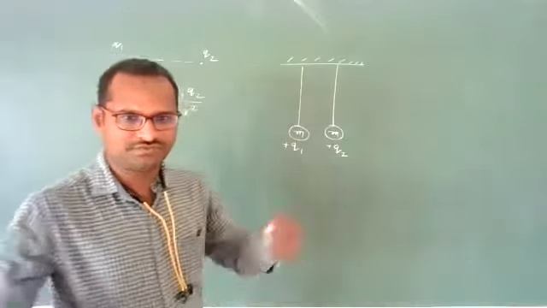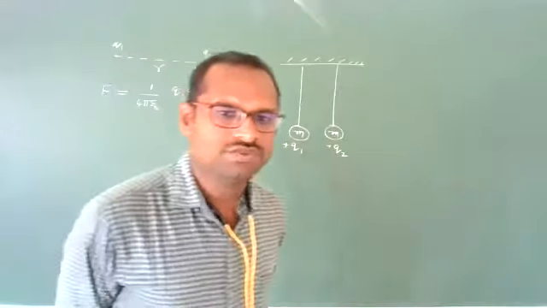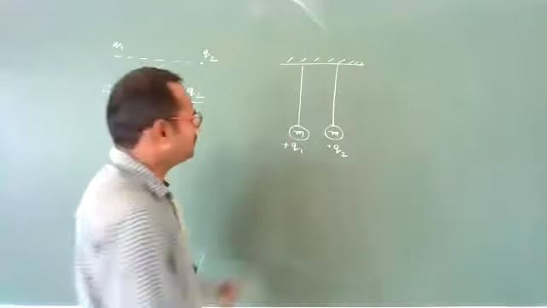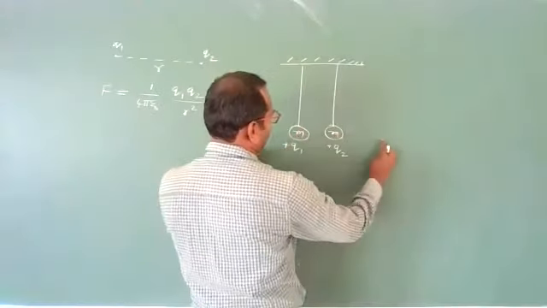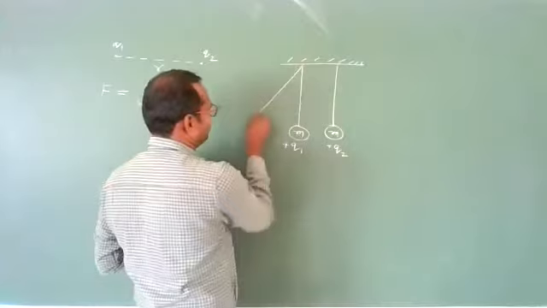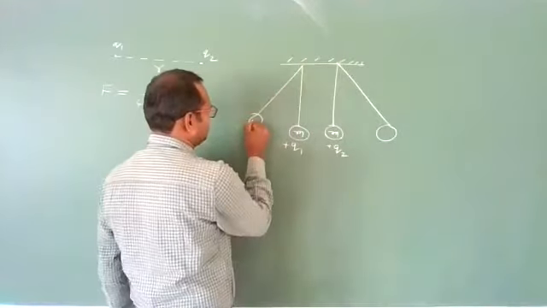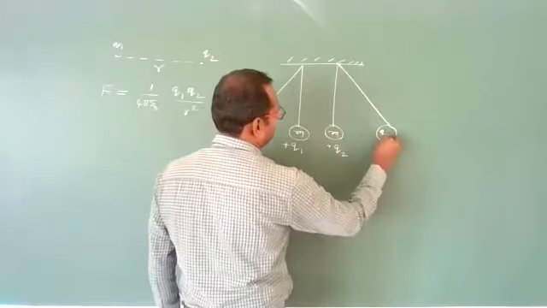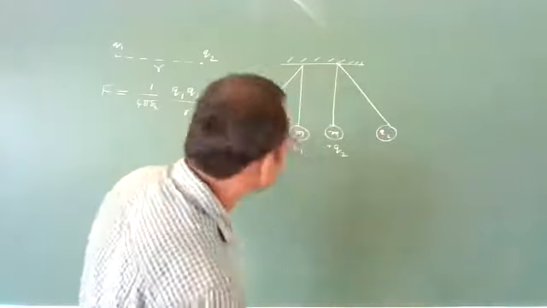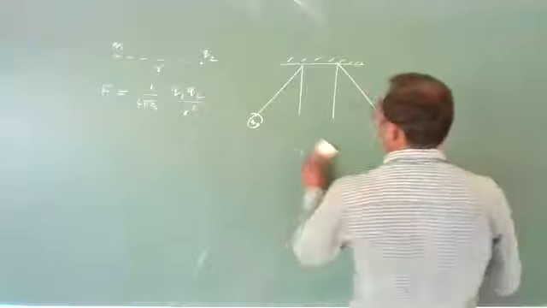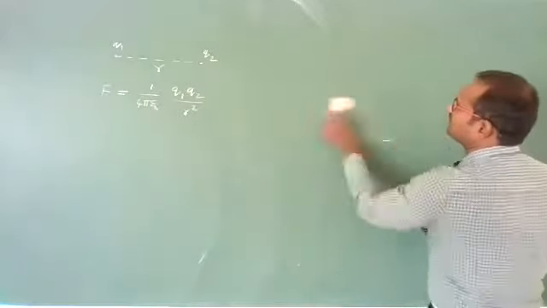The repulsive force will be there, no? Due to that repulsive force, these two balls will repel each other like this. Means they will go like this. They will become like this. This is Q1 charge, this is Q2 charge. So the system will become like this.